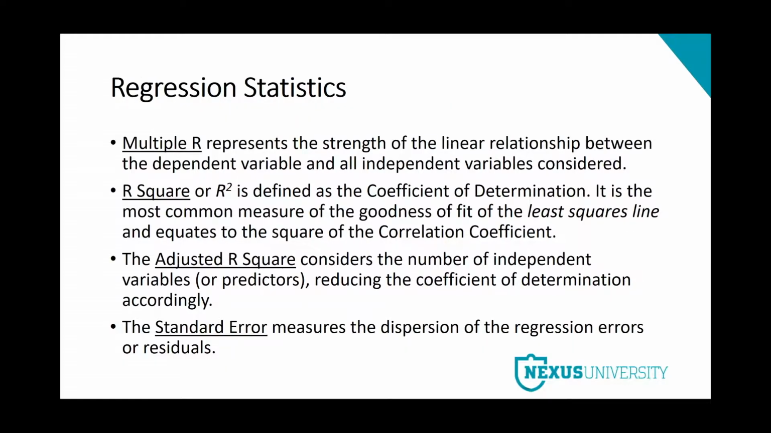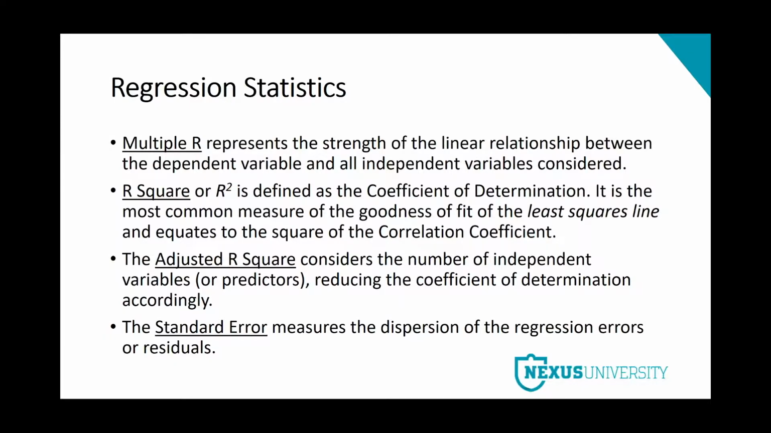Here we have some definitions of what multiple R, R square, adjusted R square, and standard error mean. So multiple R represents the strength of the linear relationship between the dependent variable and all independent variables considered. In the example above, we only had one independent variable. The R square is defined as the coefficient of determination. It is the most common measure of the goodness of fit of the least square line and equates to the square of the correlation coefficient.